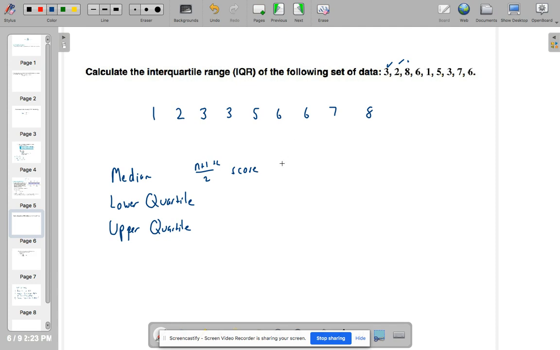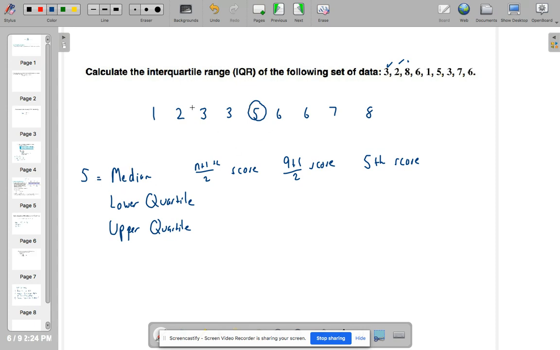There are 9 pieces of data, so it's the 9 plus 1 over 2 score. 9 plus 1 is 10, divided by 2, it's the 5th score. 1, 2, 3, 4, 5th score. So the median, I'll put it maybe here, the median is 5. 5 equals the median. It's the middle score.